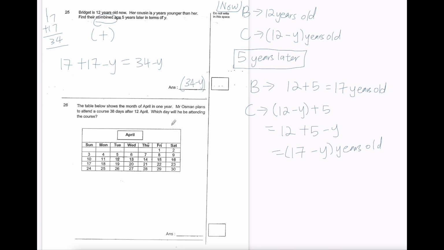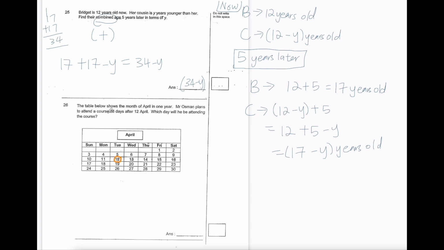The table below shows the month of April in 1 year. So this is the month of April. Mr. Osman plans to attend a course 38 days after 12 April. I'm going to use a thicker marker. So 12 April, it's here, circled. So let's continue. Which day will he be attending the course?